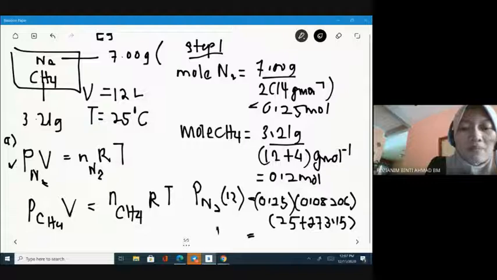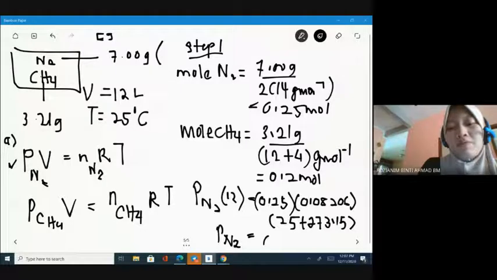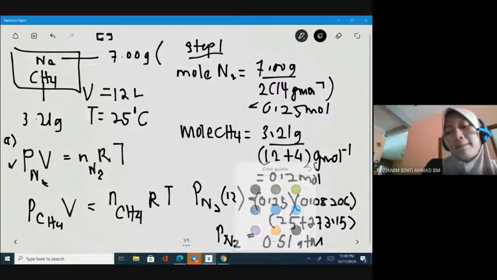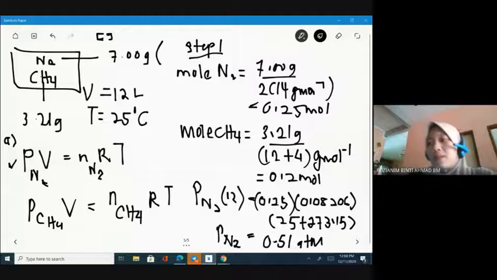What is the value for the partial pressure for the nitrogen? So I think the same. The answer is 0.51. Is the answer correct here? 0.51. Same, same. Okay, good. So next, proceed for the CH4. We just replace with the mole for CH4. The other data are the same.